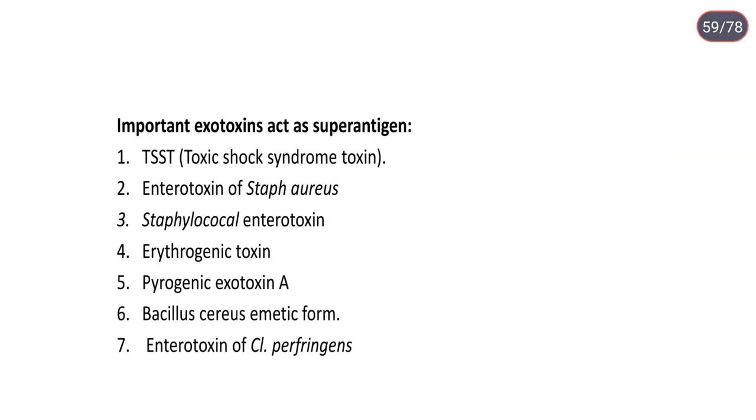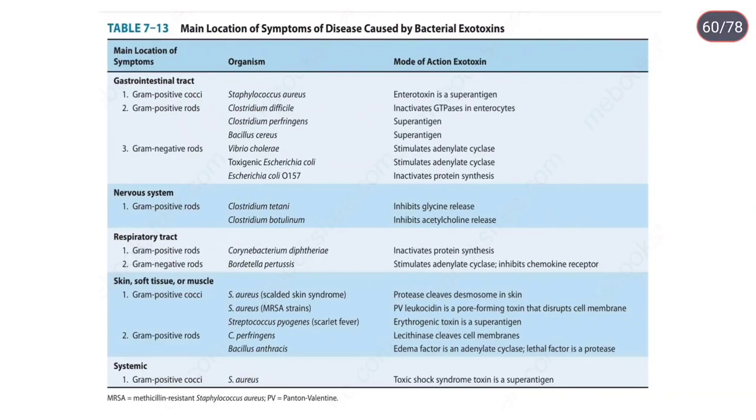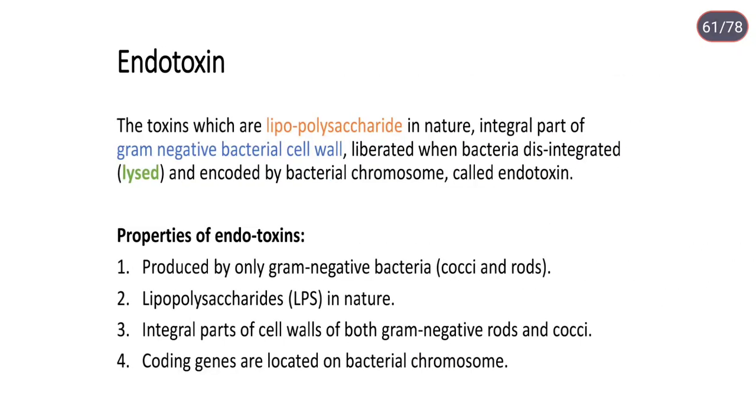Now these are some important exotoxins which act by the superantigen system, like toxic shock syndrome toxin, then enterotoxin of Staphylococcus aureus, then staphylococcal enterotoxin, then erythrogenic toxin, pyrogenic exotoxin A, this kind of thing. And this is the same thing, some example. I'm skipping it. It is taken from the lens review.